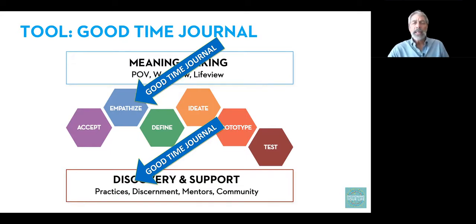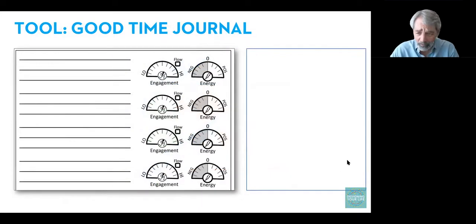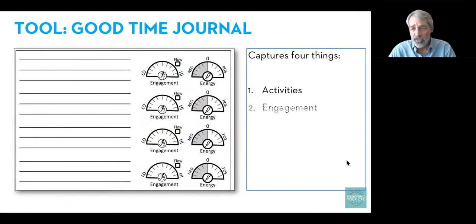So the Good Time Journal is a good empathy step for really understanding yourself. And it can be a practice over time to stay on top of a self-awareness maturity. So a practice, something you do regularly. This came actually out of, again, client work we did over a long period of time. It's incredibly simple. You've got this little chart, and you simply look at four things: activities, engagement, flow, and energy.